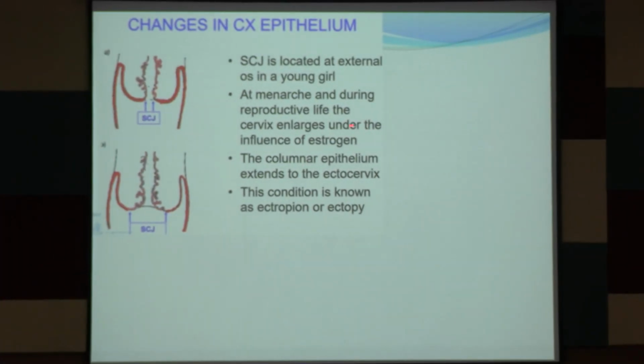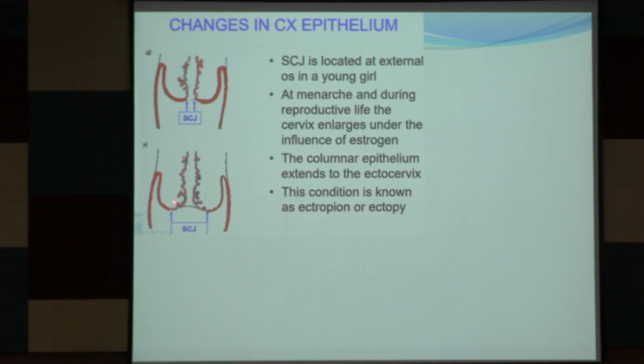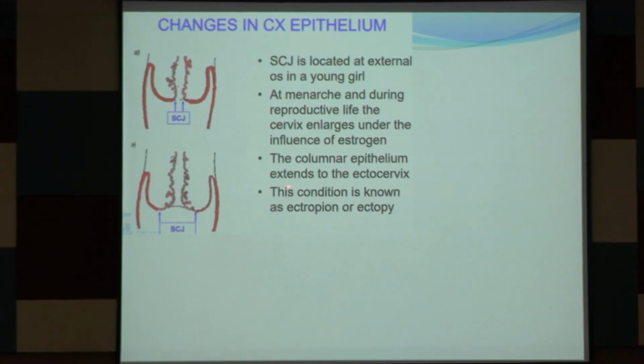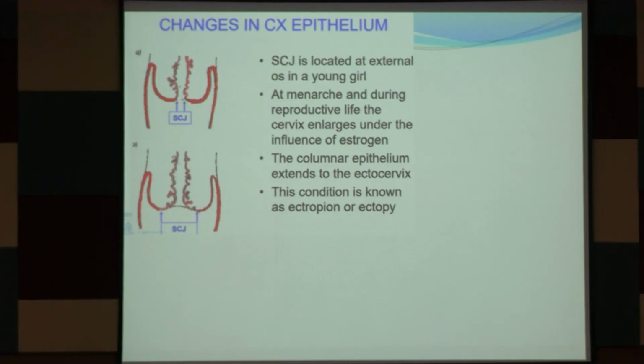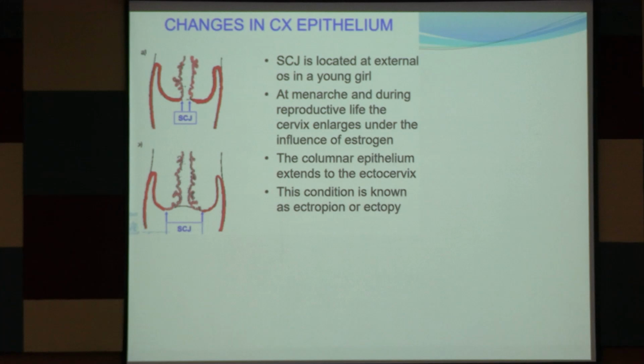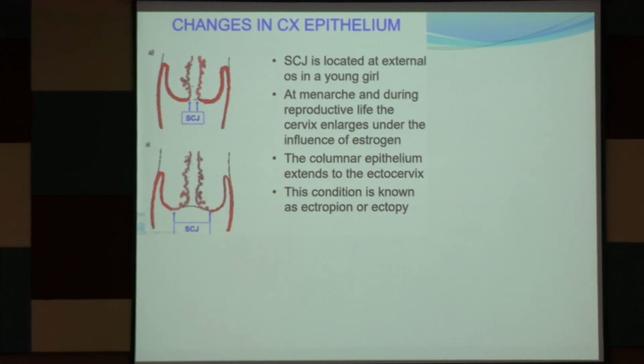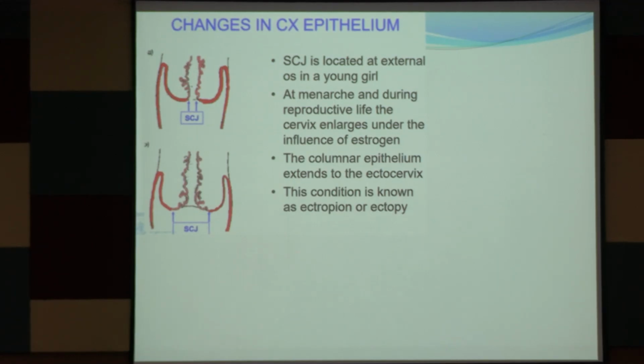But with menarche and during reproductive life, the cervix enlarges under the effect of estrogen. So, what we find is that the columnar cells tend to come towards the outside. The Squamocolumnar Junction migrates from inside more towards the outside. This is a phenomenon which is known as ectopy. In the exams, questions may come, what is an ectopy or an erosion? It is just the replacement of the squamous cells by columnar cells. So, the columnar cells which are there in the endocervix move outward and the Squamocolumnar Junction moves outward. That is what is known as a simple ectopy or an erosion.